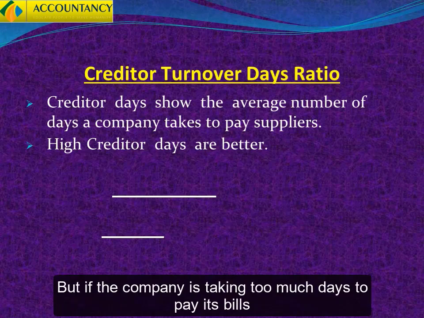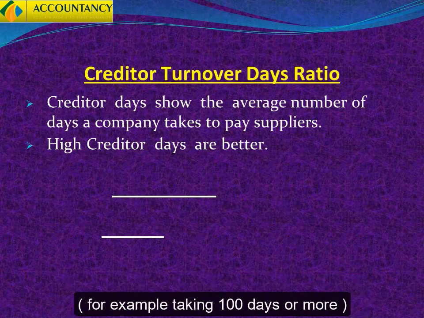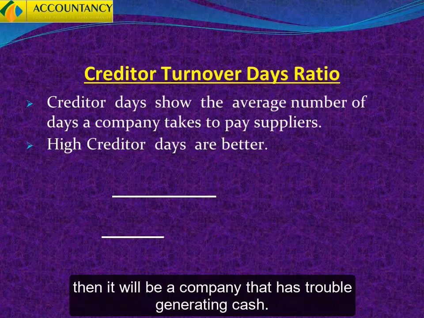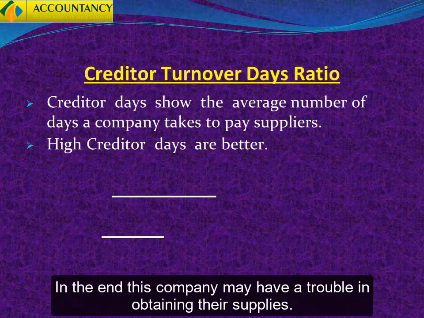But if the company is taking too many days to pay its bills, for example taking 100 days or more, then it will be a company that has trouble generating cash. In the end, this company may have trouble in obtaining its supplies.